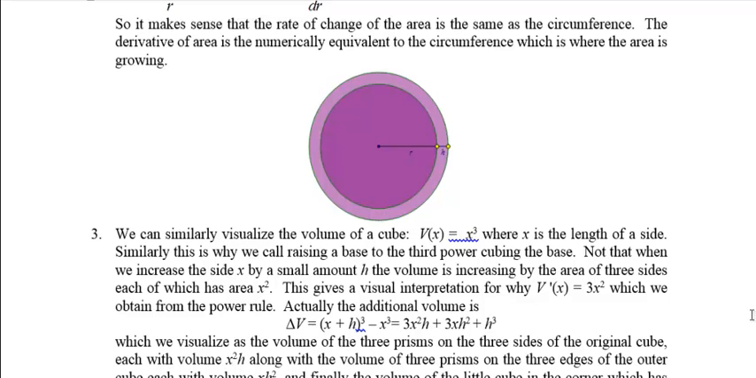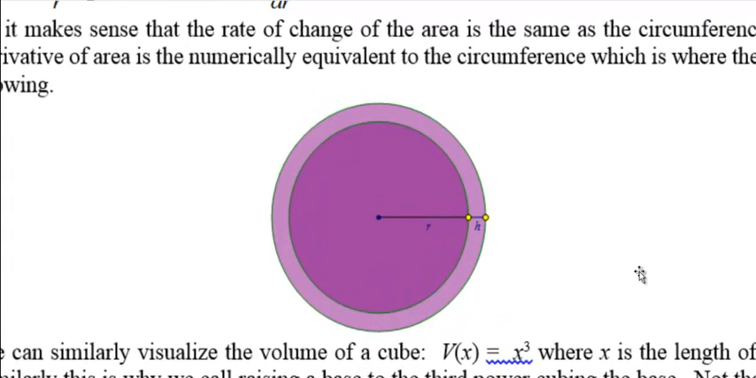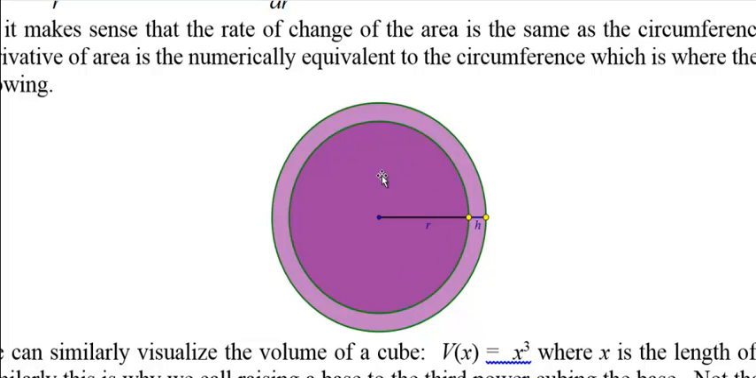Okay? Look at the picture here. Well, if you look at this picture here on the circle, what's happening is we have a circle here, radius r, and of course its area is pi r squared. Its circumference is 2 pi times the radius, or pi times the diameter.